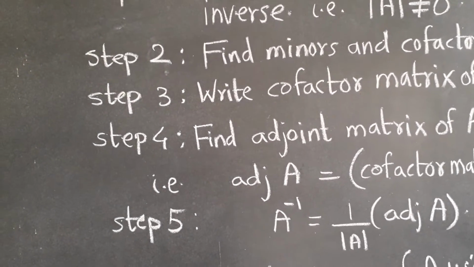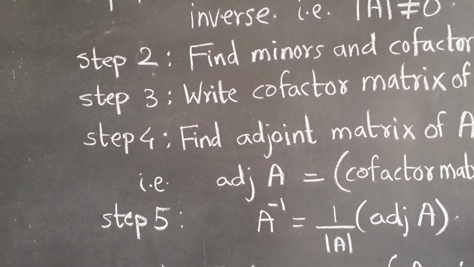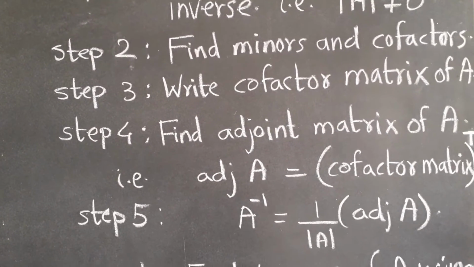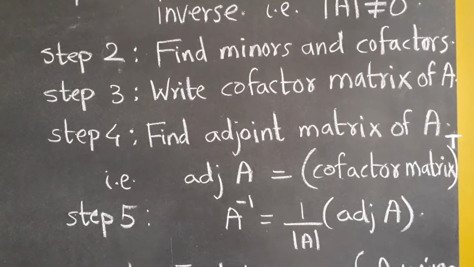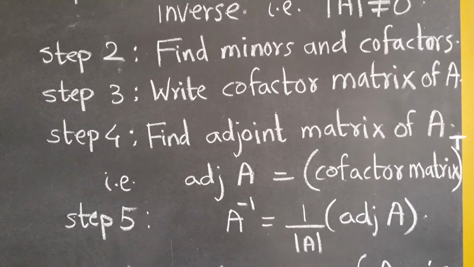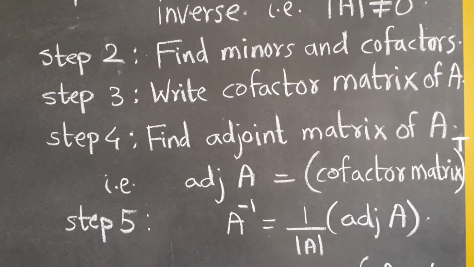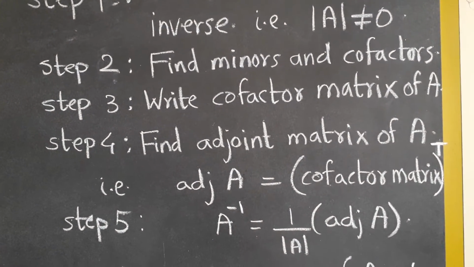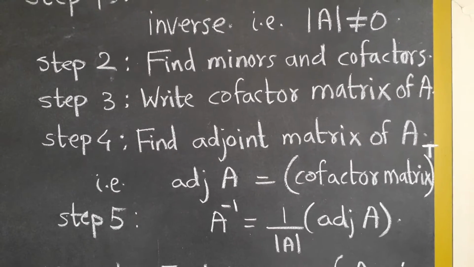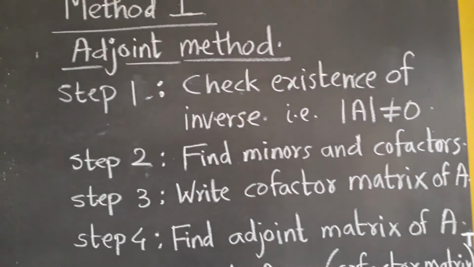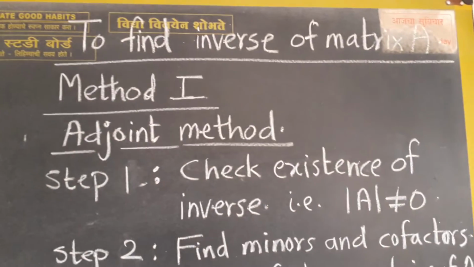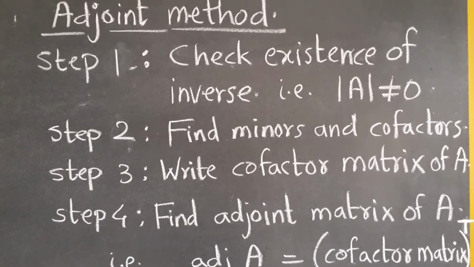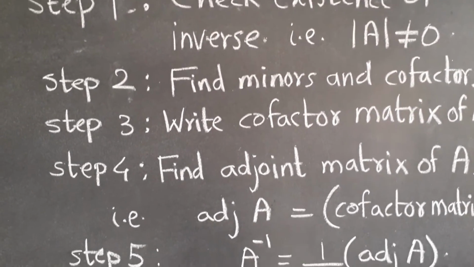Step 5 is A inverse, which is the last step we are going to perform. A inverse is nothing but 1 upon the value of the determinant of A multiplied by the adjoint of the matrix A. So this is how we can find the inverse of the matrix using the adjoint method by applying the 5 steps.